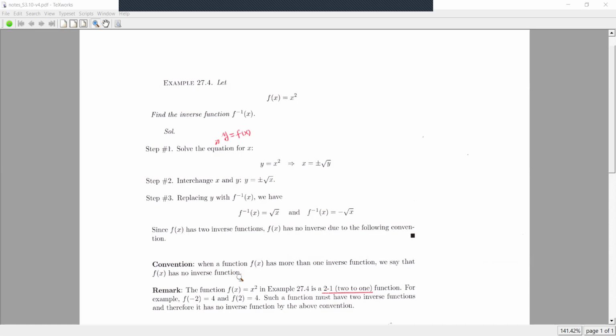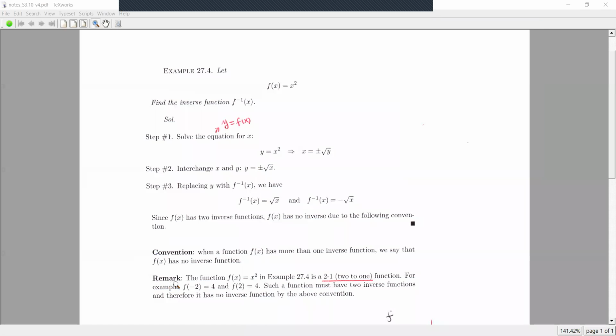This is similar to limits. When a function has more than one limit, we say that the function has no limit. Here is a remark about this example. The function in the example is a 2-to-1 function. For example, the function takes the point -2 to 4 and also takes the point 2 to 4.